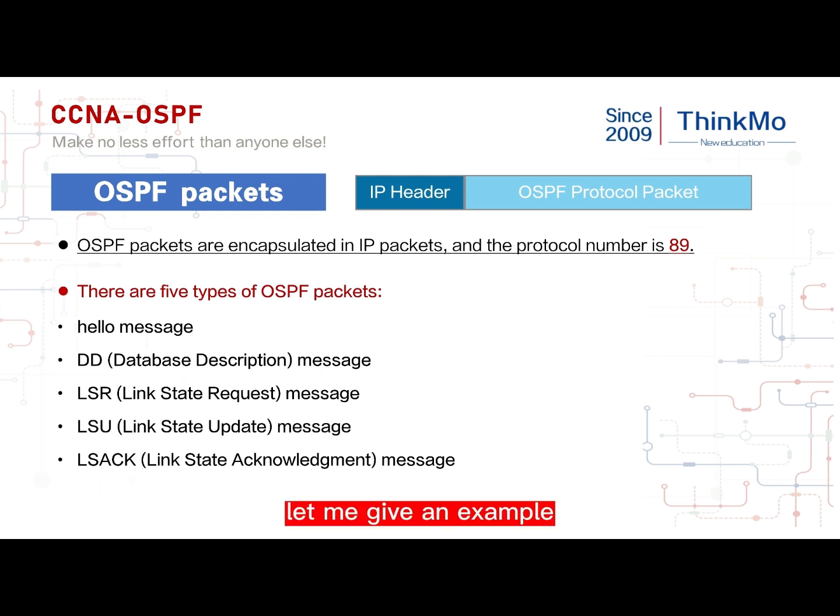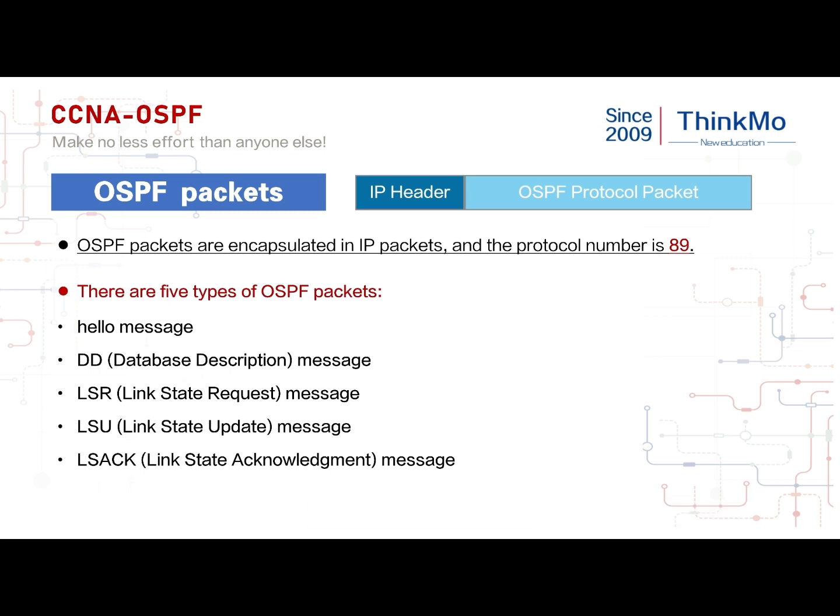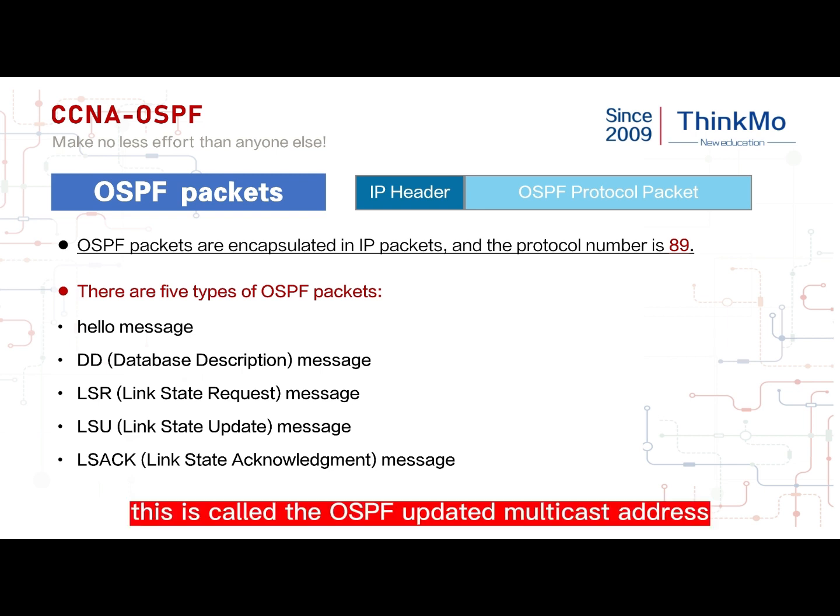Let me give an example to explain the meaning of monitoring. If a device sends this data to 0.5, another device monitors 0.5. Then it can know the information sent by another device. We sometimes say, send information to other devices, but it's not like sending it directly. Send it here, it goes to listen. That's what it learns. This is called the OSPF updated multicast address.